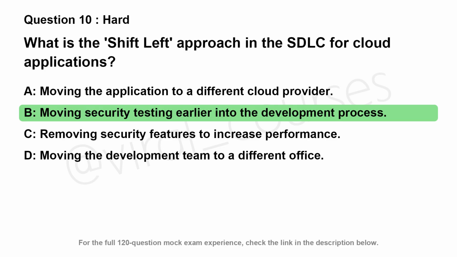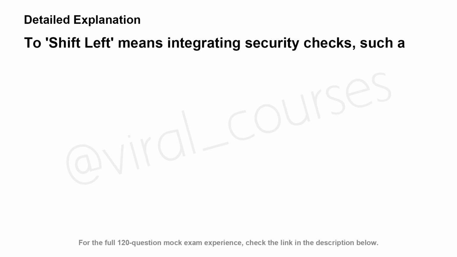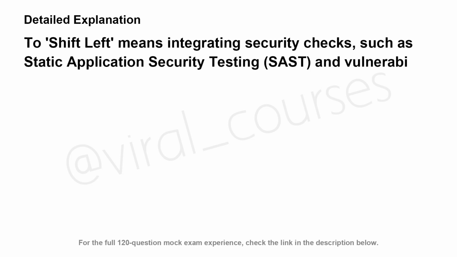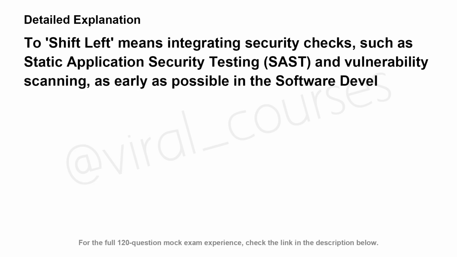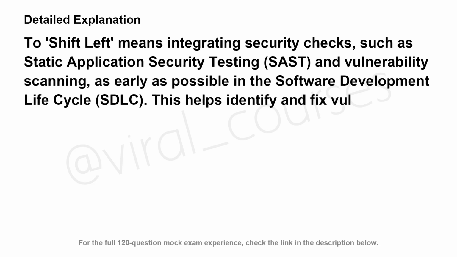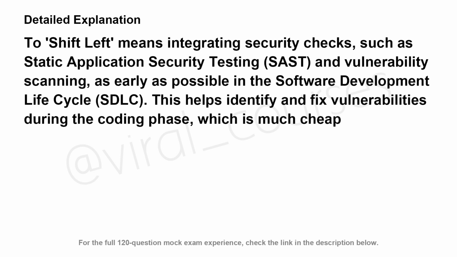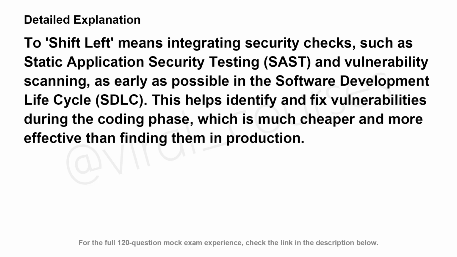The correct answer is B. To shift left means integrating security checks, such as static application security testing, SAST, and vulnerability scanning, as early as possible in the software development lifecycle, SDLC. This helps identify and fix vulnerabilities during the coding phase, which is much cheaper and more effective than finding them in production.